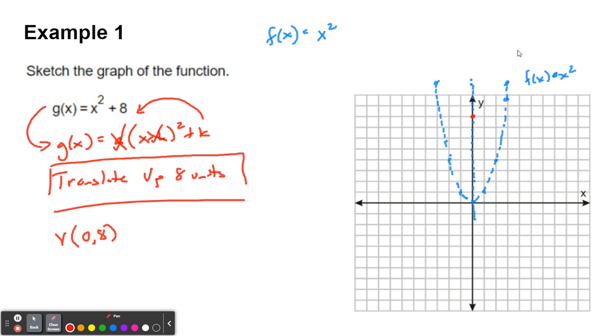And now the other points move up as well. So this point right here goes up 1, 2, 3, 4, 5, 6, 7, 8. And again, the axis of symmetry is not moving because we're not shifting left to right. So this point is over here. And again, we can just graph it like so. And that's our function g of x.